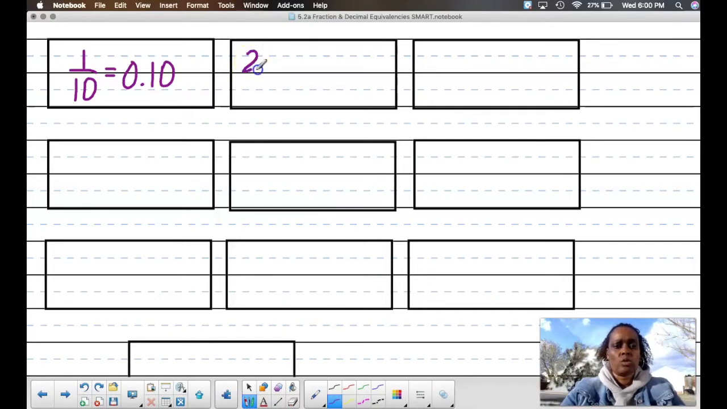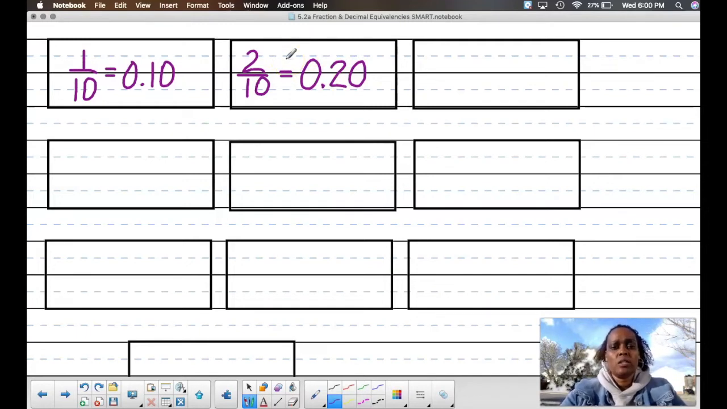And so 2 tenths could have been represented by 2 dimes, which is 20 cents. So my second flashcard looks like this. 20 cents. So if I had that dollar sign right there, that would look just like 20 cents.